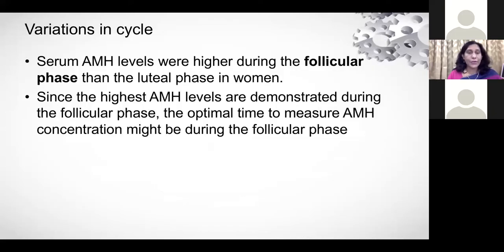So even though we say the levels remain stable, some studies have shown that the levels are higher during the follicular phase than the luteal phase. And since the highest AMH levels are demonstrated in the follicular phase, the optimal time to measure AMH concentration might be during the follicular phase.